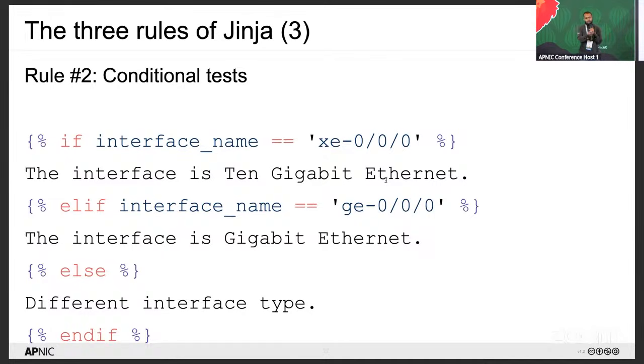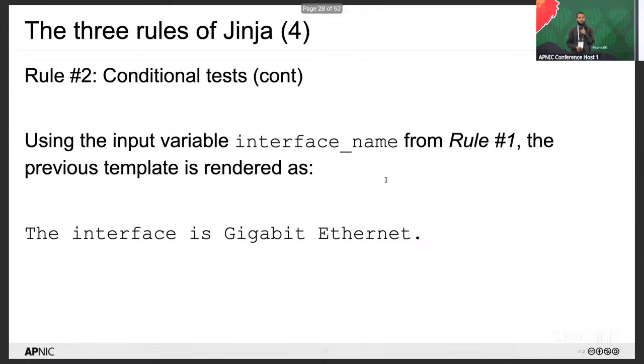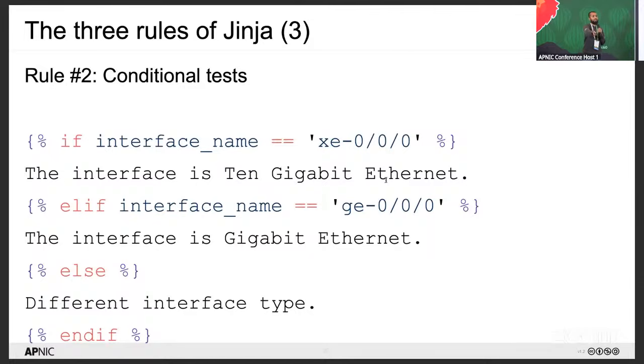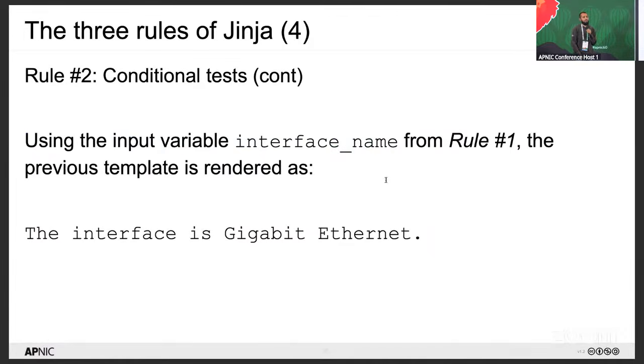So here, if I use this conditional test against my previous template, my input data is interface name is gigabit 000. If I pass it here, the second condition is matched, and that's why it will print this one.